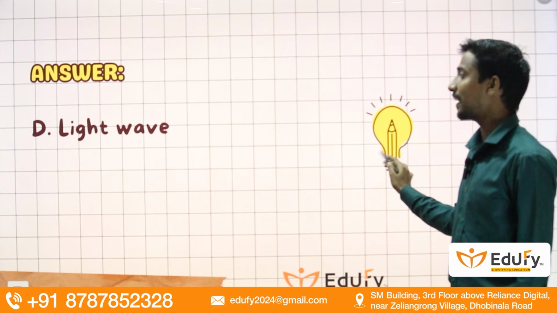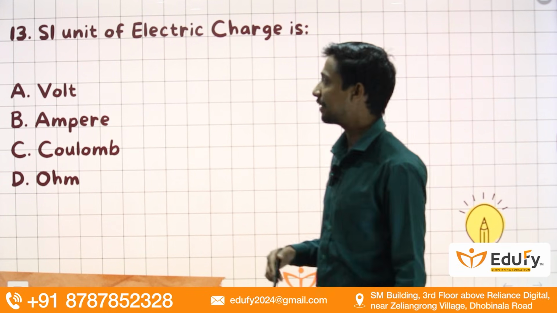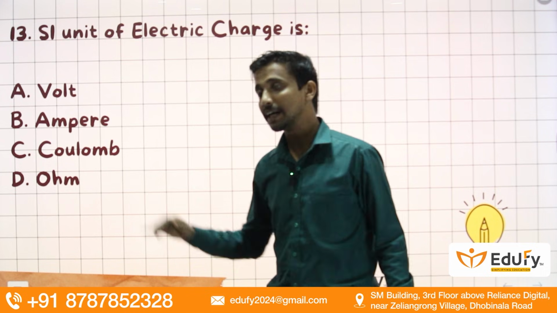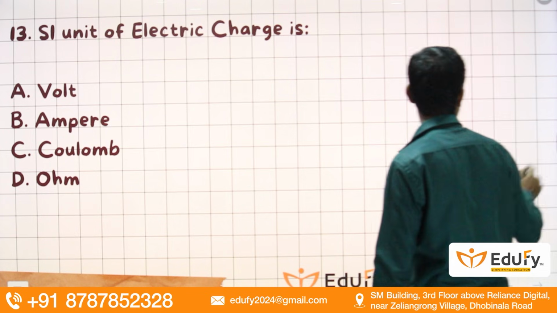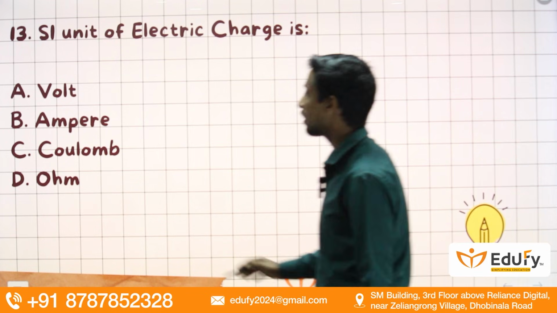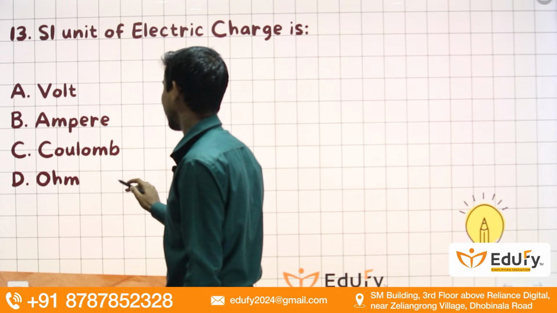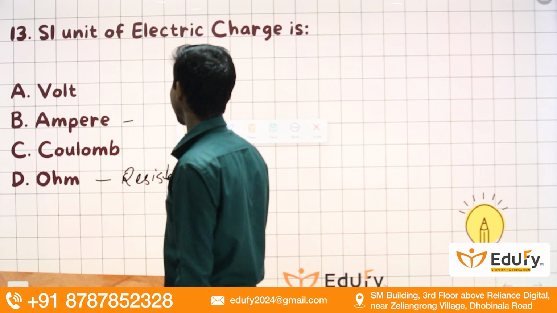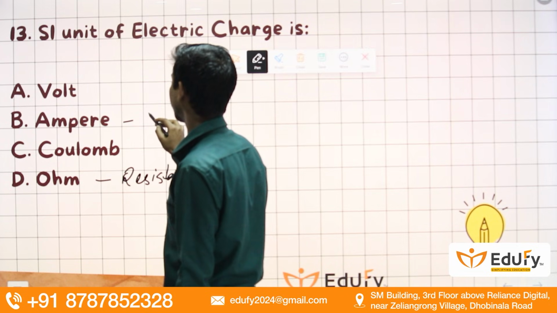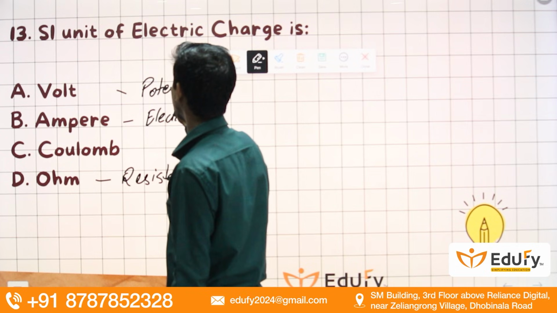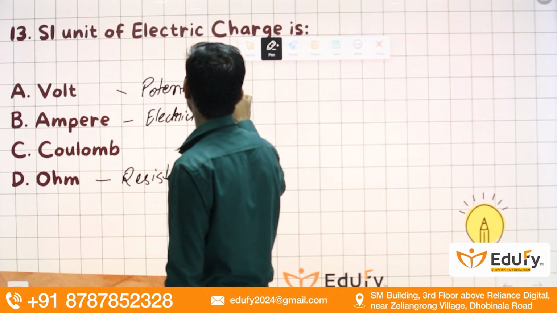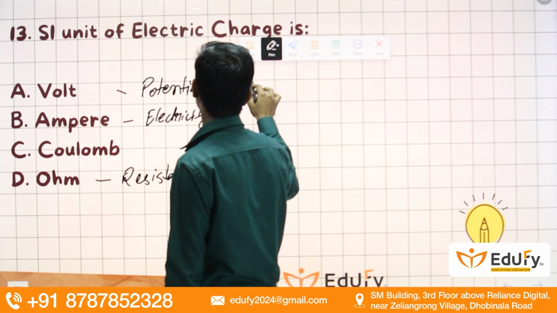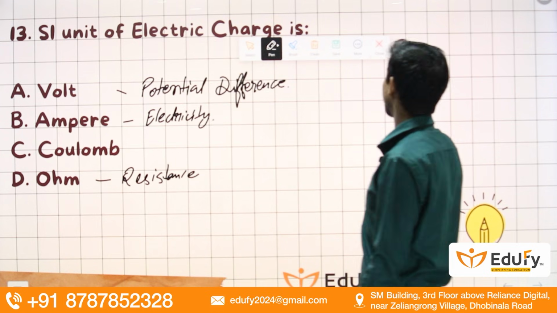Moving towards the next question, guys. SI unit of electric charge is coulomb, but let us understand what the other units are all about. Ohm is the SI unit of electric resistance. Ampere is the SI unit of electricity or current. Volt is the unit of potential difference, or in general we say voltage.